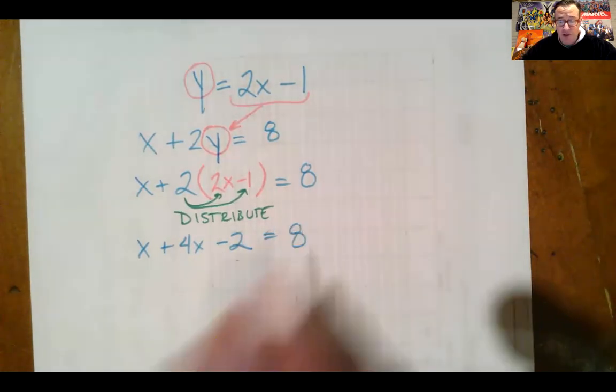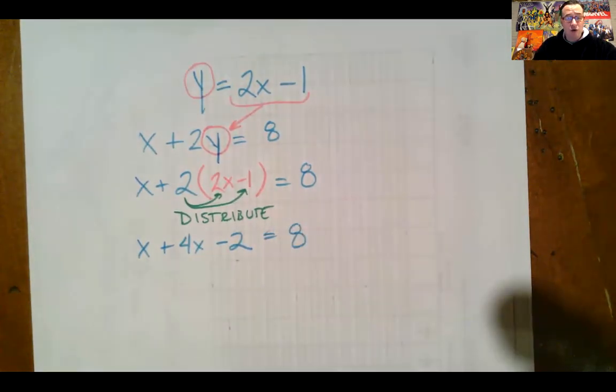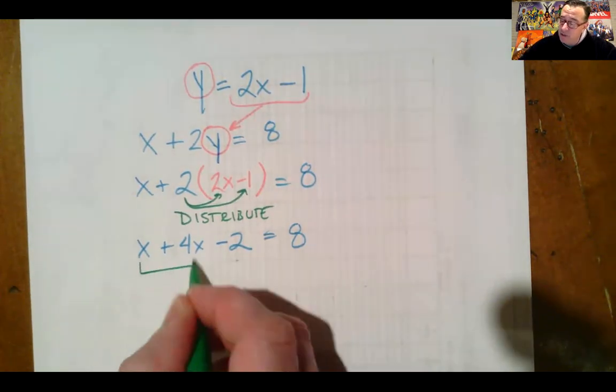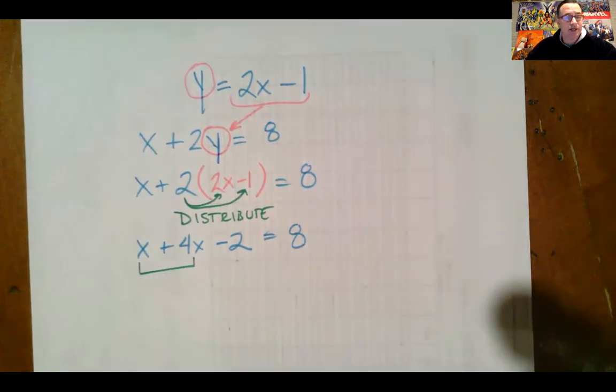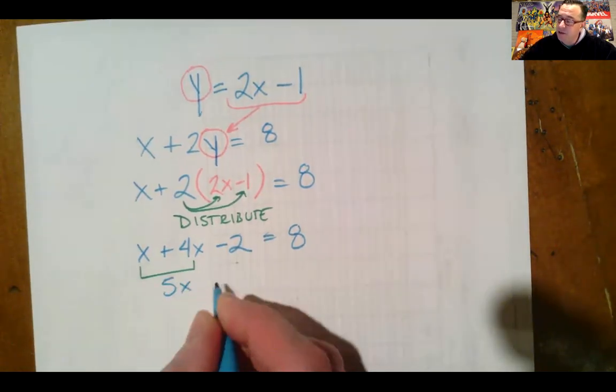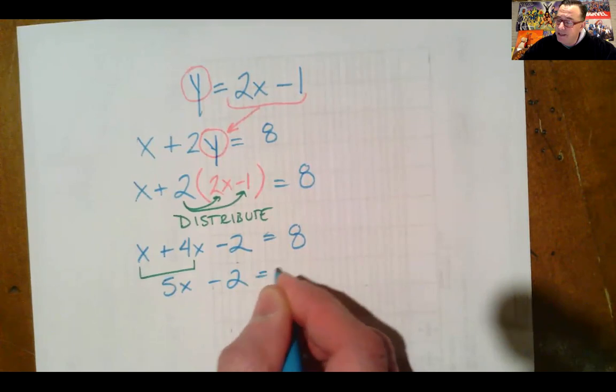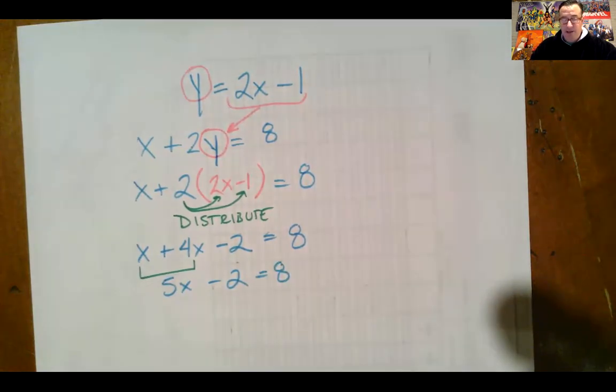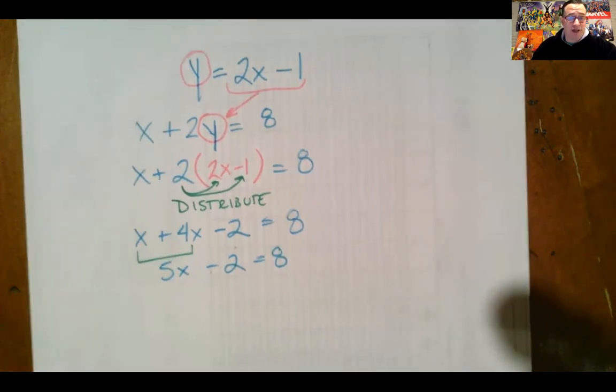So I distributed first. Now, just like I did before, they're on the same side, so I'm going to combine like terms. x plus 4x is going to give me 5x, minus 2 is equal to 8. And now I just go through the process the way that I did before.